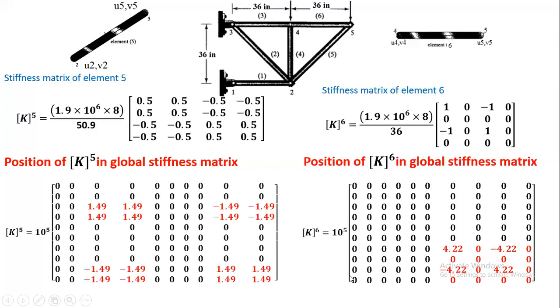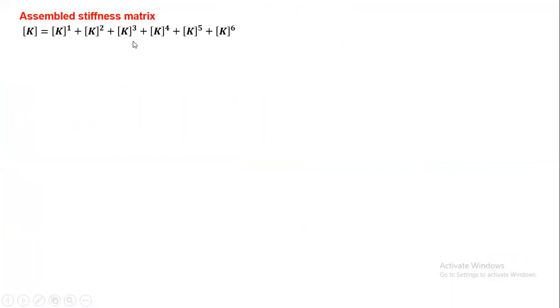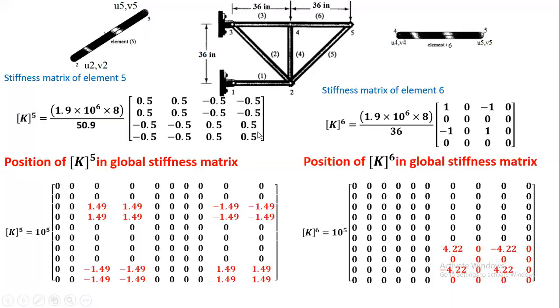Okay, in this way we can fix the positions of the elemental stiffness matrices in the global stiffness matrix. After fixing these elemental stiffness matrices in the global stiffness matrix, you add them, that is, you take the addition of K1 plus K2 plus K3 plus K4, K5, K6 after putting these values at appropriate locations.